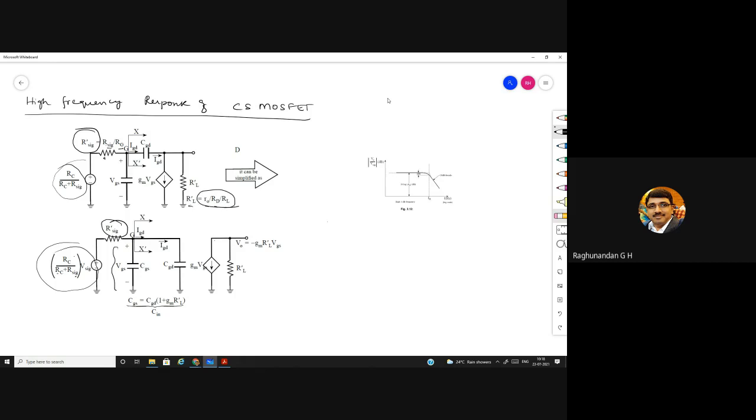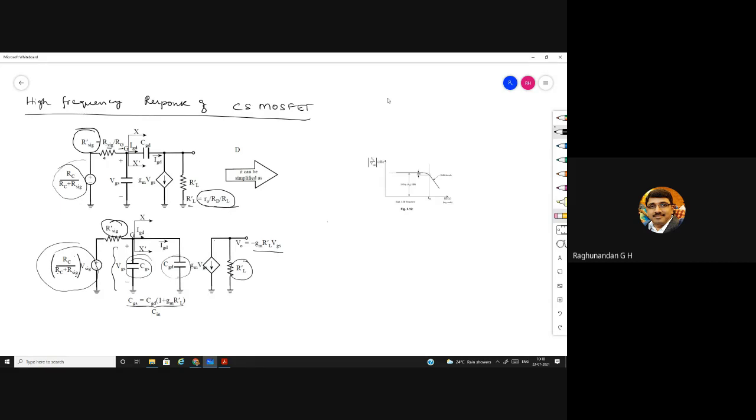By considering the effect of all these three, we consider RL dash, and by applying KVL across the output loop, we will get minus gm RL dash into VGS. That will be the output voltage. Considering the effective capacitance, we will consider the capacitance offered by this and the capacitance offered by this. For that, we'll be using Miller's theorem.